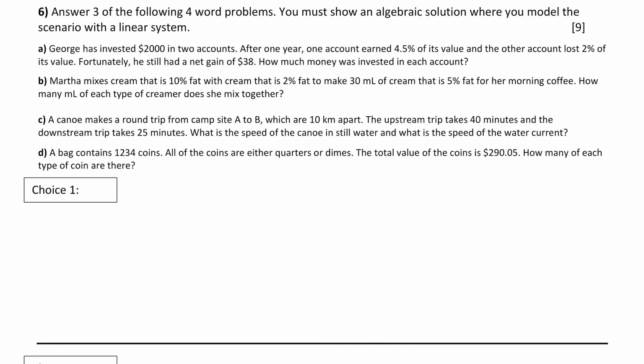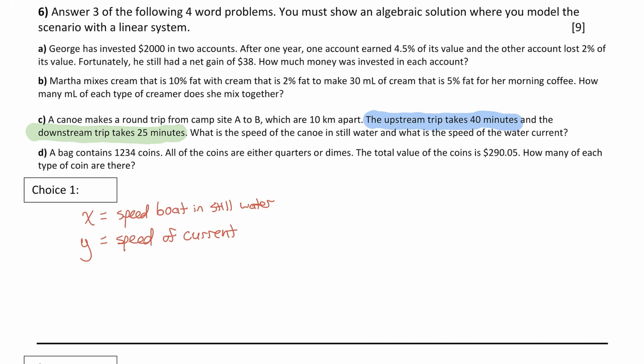Part C says a canoe makes a round trip from campsite A to B, which are 10 kilometers apart. The upstream trip takes 40 minutes and the downstream trip takes 25 minutes. What is the speed of the canoe in still water and what is the speed of the current? So it pretty much tells me what my two variables are. X is the speed of the boat in still water, and Y is the speed of the current.